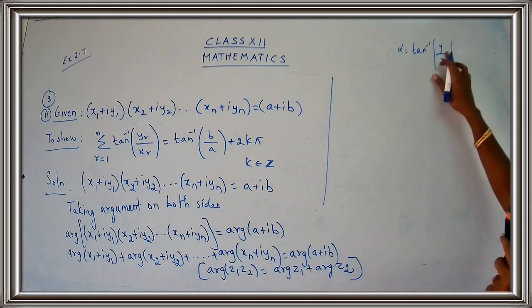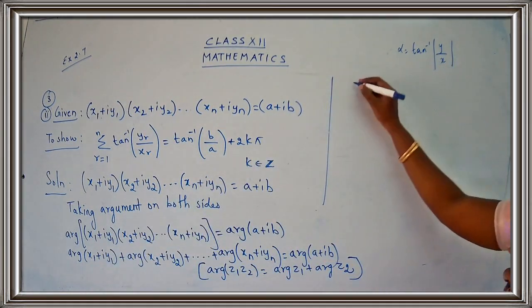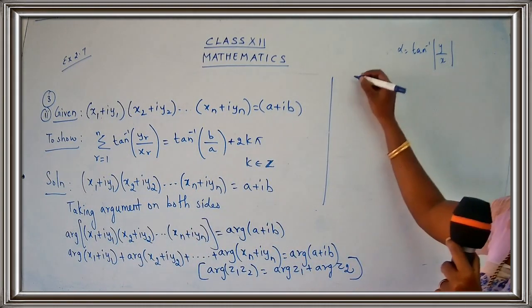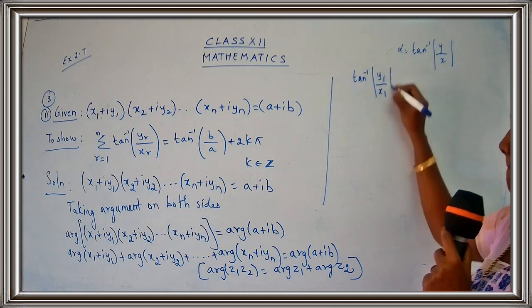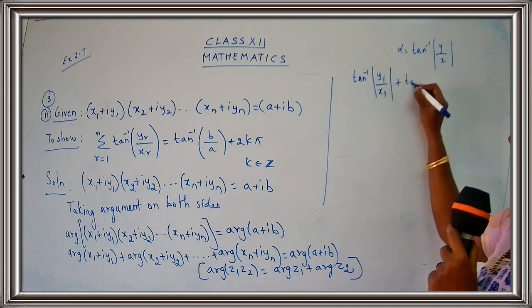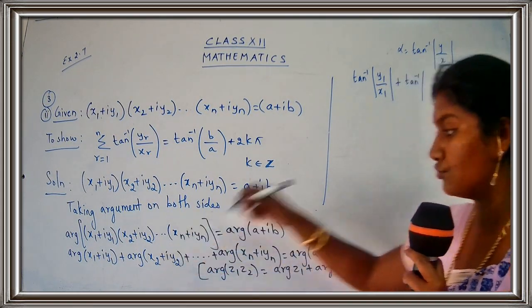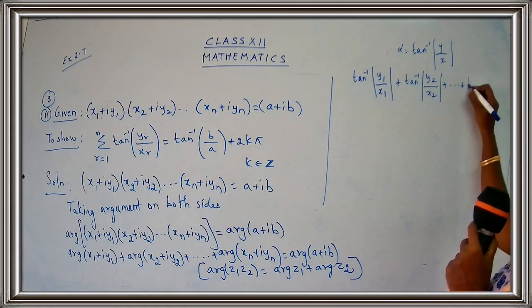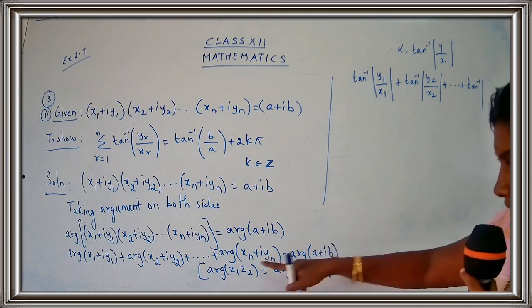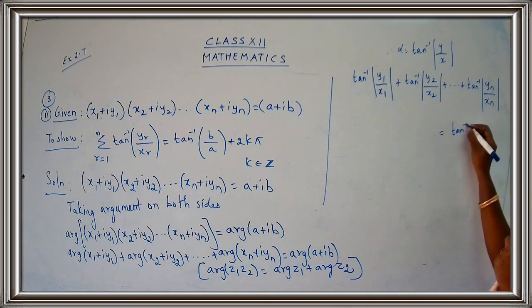So what is the y part here? The y part is y1, and what is the x part here? x1. So what do you get here? For the first part I get tan inverse mod of y1 upon x1, plus tan inverse mod of y2 upon x2, plus dot dot dot, plus tan inverse mod of yn upon xn. This is equal to tan inverse of b by a.